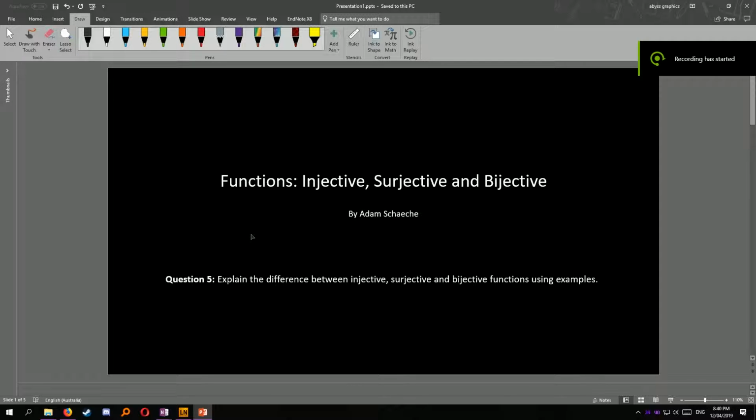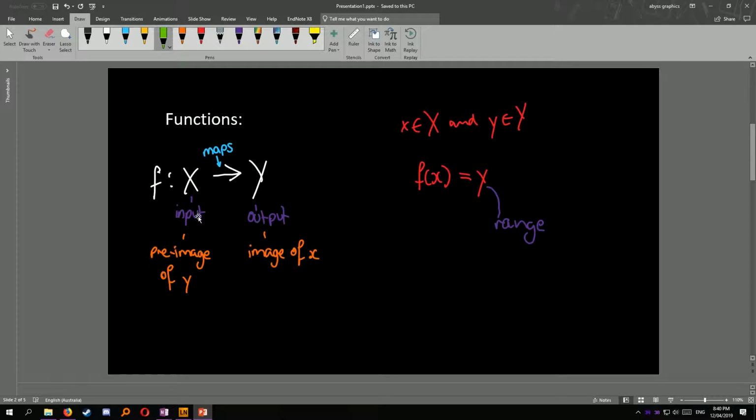Hi, my name's Adam and I'm tackling question 5, which is to explain the difference between injective, surjective and bijective functions. I'm going to do this in this presentation by utilizing examples. So let's begin with functions.